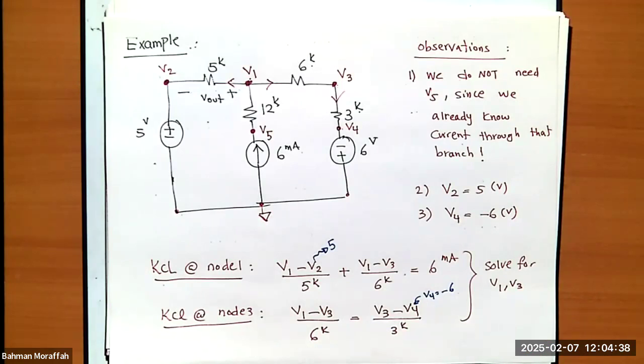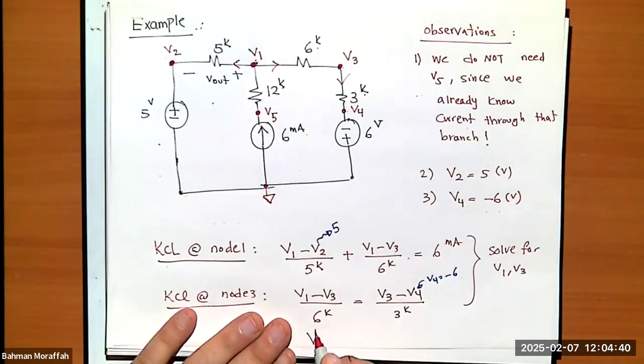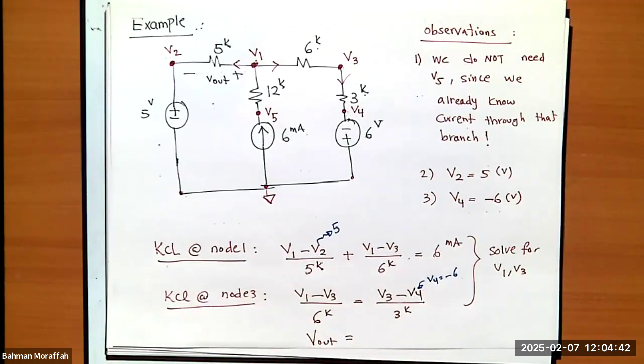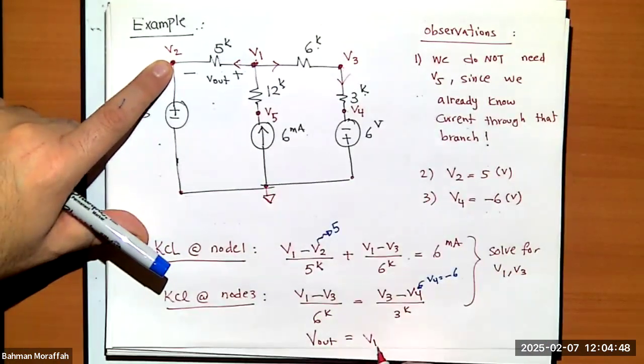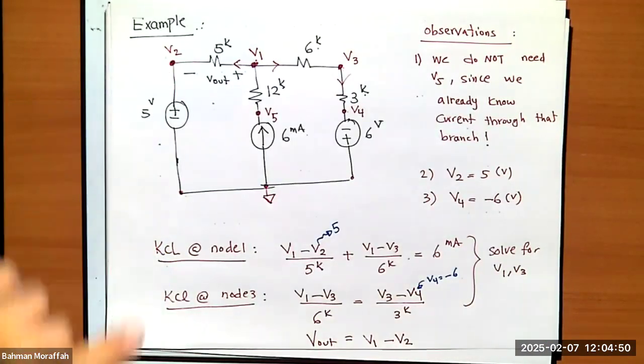Right? What is V out? What is V out? V out is V1 minus V2. Right? So it's V1 minus V2. Right?